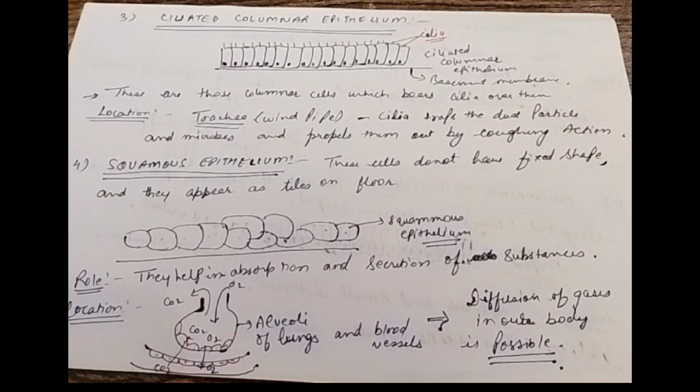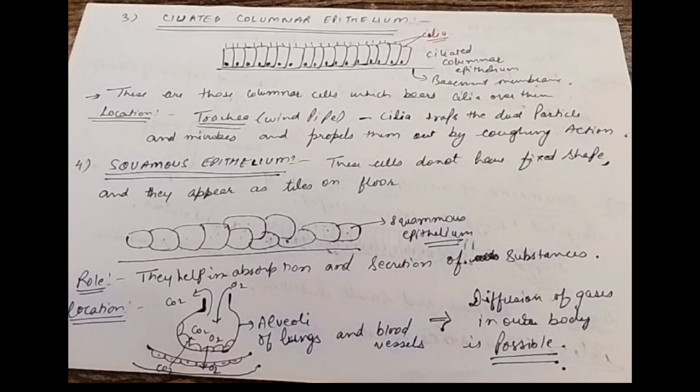The next is squamous epithelium. These cells do not have any fixed type of shape. Some of them are round, some are rectangular, some are circular or of multiple shapes. So this is the property of squamous epithelium, that they do not have a fixed shape. Rather, when they are seen under a microscope, they appear like tiles on the floor. The location of squamous epithelium is the alveoli of the lungs and the blood vessels.